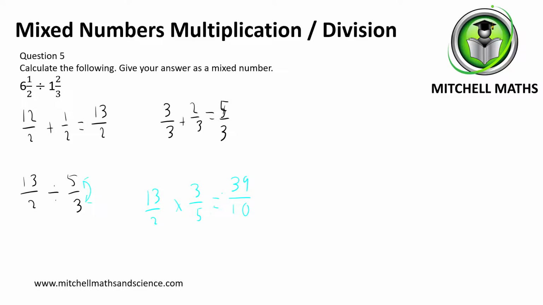And now I'm going to convert it into a mixed number. How many times does 10 go into 39? Well, it goes in 3 times, and I've got 9 left over. So that'll give me 3 and 9/10. And that's how you multiply and divide mixed numbers.